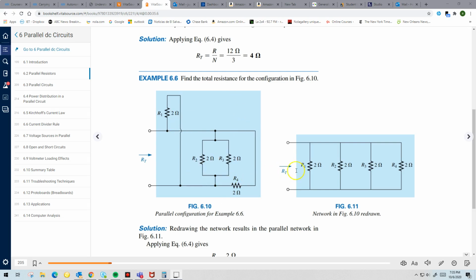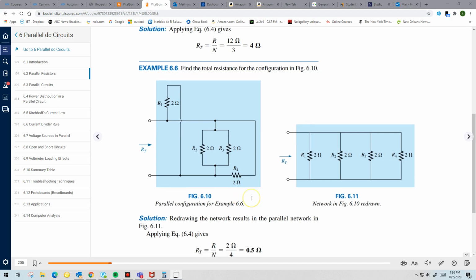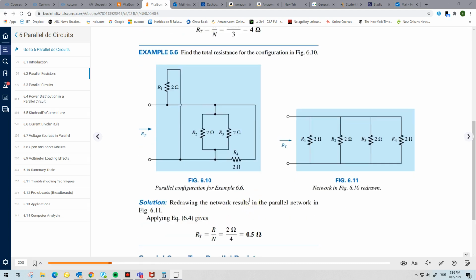But if you notice on the right, it's exactly the same circuit. So like I said, if it makes sense to you, redraw it. There's no harm in doing that, at least until you get used to different configurations between series and parallel. But as you can see, these two circuits are exactly the same, right? They're all sharing 2 nodes, right?